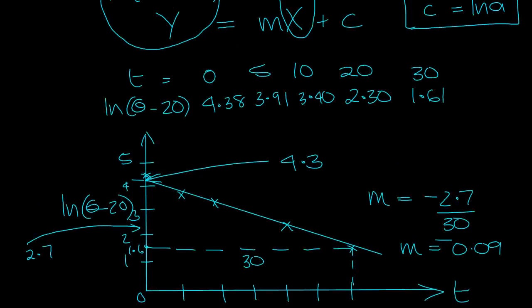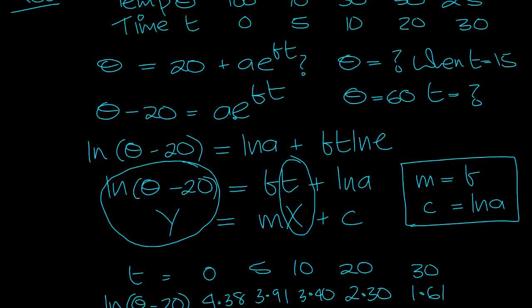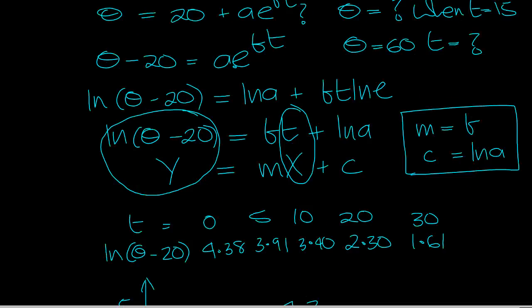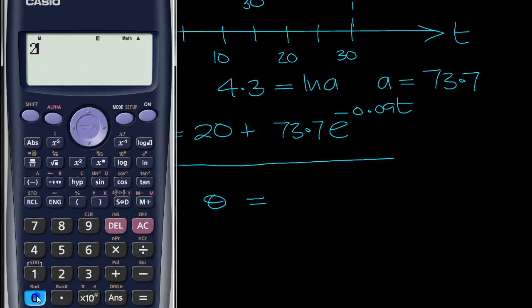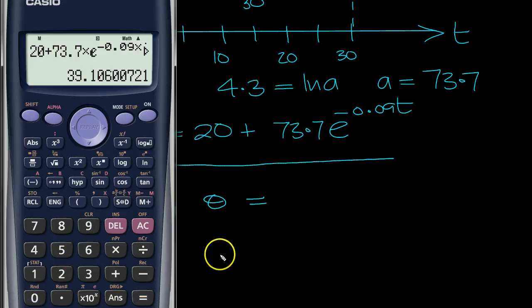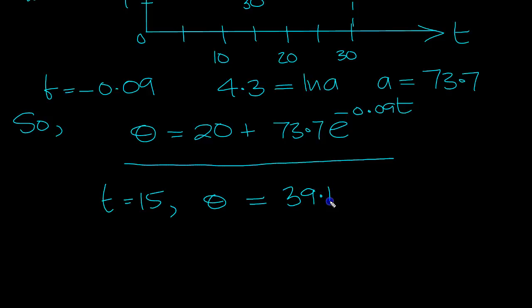Okay, so now we need to work out the two problems that were asked. So go back up, and what were we asked? We were asked to find out theta when t is 15, according to this model. T equals 15, theta is equal to, let's tap it in then, 20 plus 73.7 times e to the power minus 0.09 times 15. 39.1 degrees.